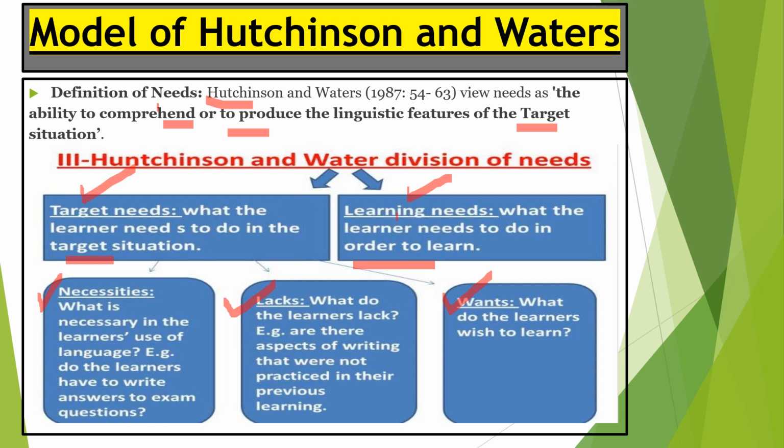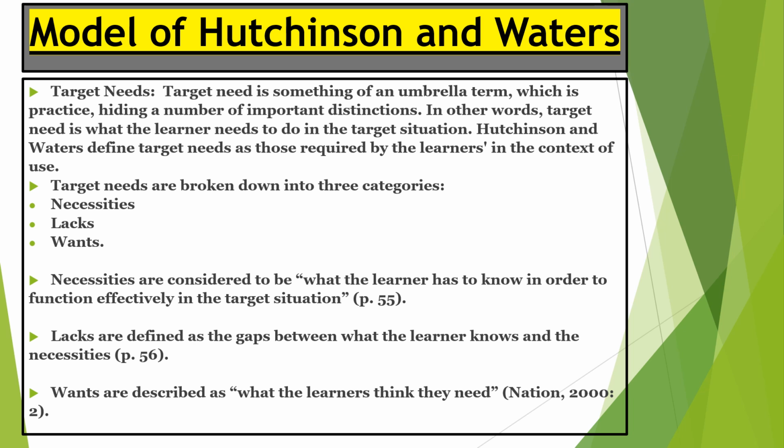We also consider these. Okay, now let us look into some more detail about target needs. Target need is something of an umbrella term which is hiding a number of important distinctions. In other words, target need is what the learner needs to do in the target situation. Simple. Hutchinson and Waters define target needs as those required by the learners in the context of use, according to the situation, what they have to do, what needs they have to fulfill. So those are the target needs.